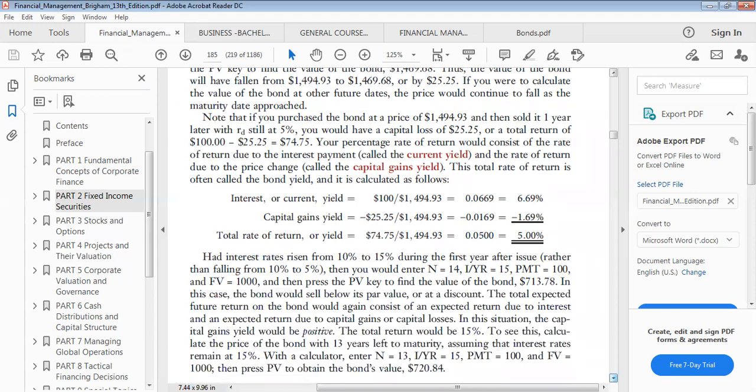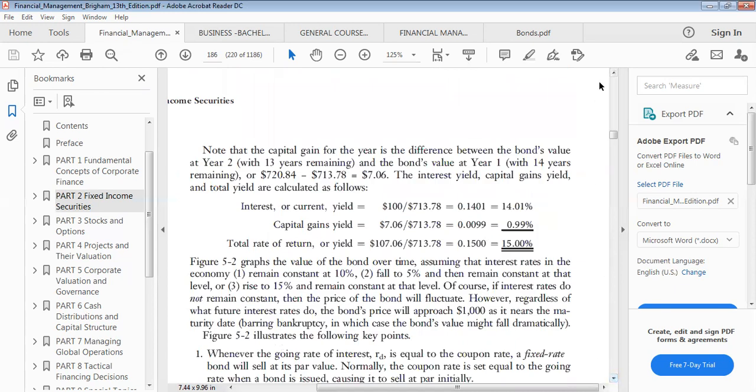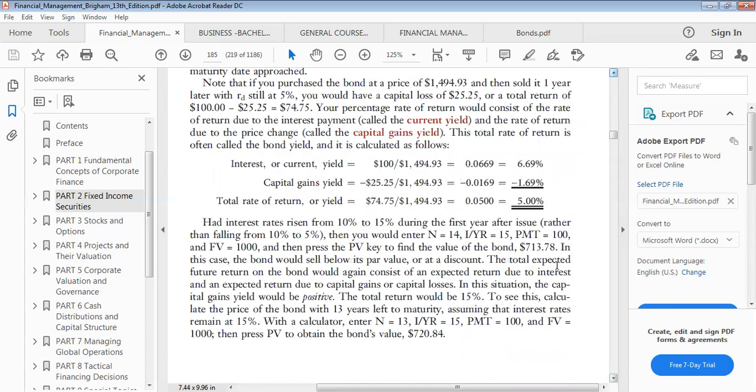Now, had interest rates risen from 10% to 15% during the first year after issue, rather than falling from 10% to 5%, then you would enter N equals 14, PMT equals 100, and so forth. It would give you a figure of $713.78. In that case, the bond would sell below its par value, or at a discount.